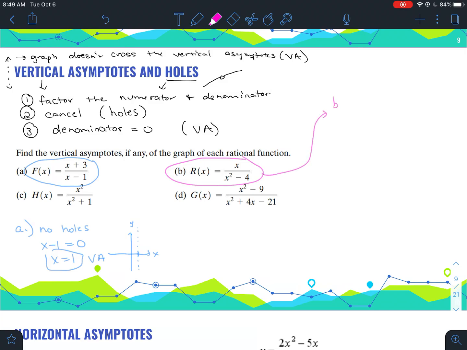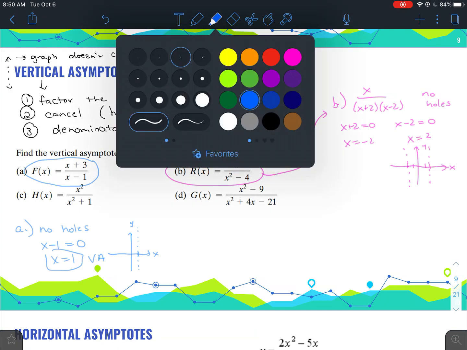Let's look at our next one. x over x squared minus 4. So the numerator doesn't factor, but the denominator factors into (x plus 2)(x minus 2). Nothing cancels, so there's no holes. And then you set the denominator's pieces equal to 0. So x plus 2 equals 0, x minus 2 equals 0. So either x is negative 2 or x is positive 2. So this means that this graph has two vertical asymptotes, one where x is equal to 2 and one where x is equal to negative 2.